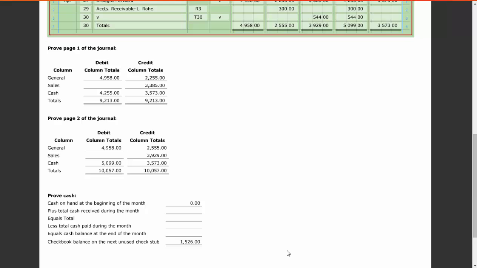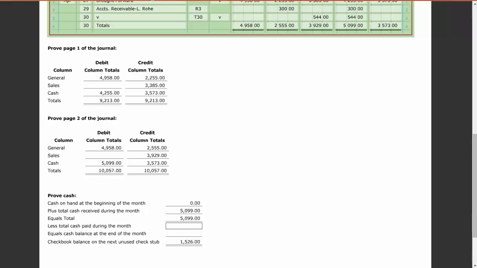Total cash received during the month. What column is that? Cash debit, because cash debit is what we use for increasing our cash account. So I'm going to take my cash debit total of $5,099, and I'm going to put it there. Now, right here it says equals total, because what did it say? Cash plus equals. So I'm going to take 0 plus $5,099. That's going to give me $5,099.